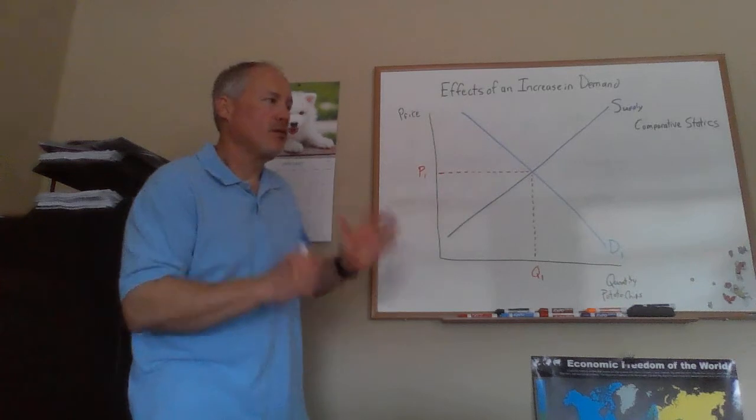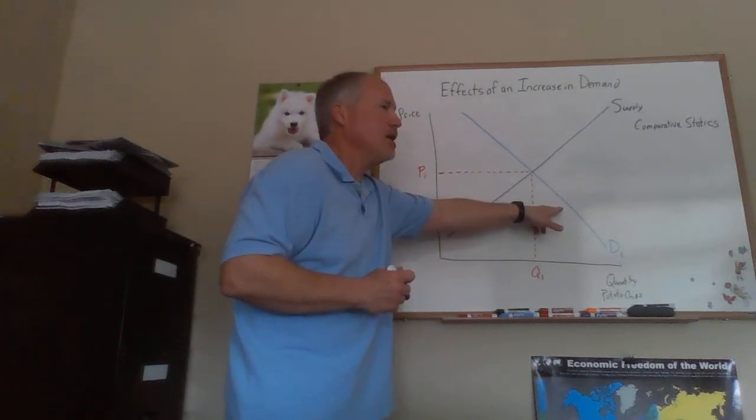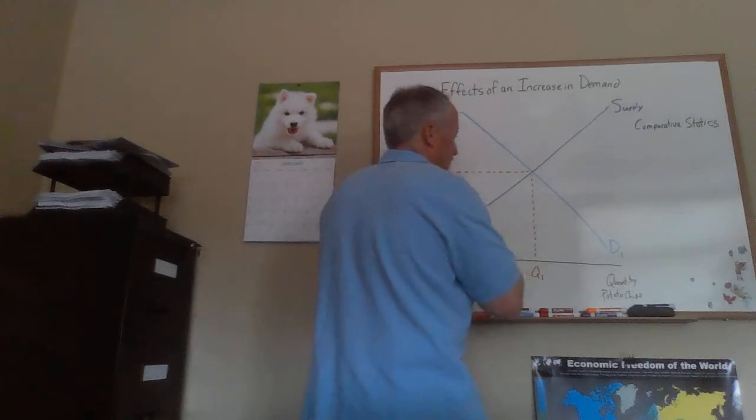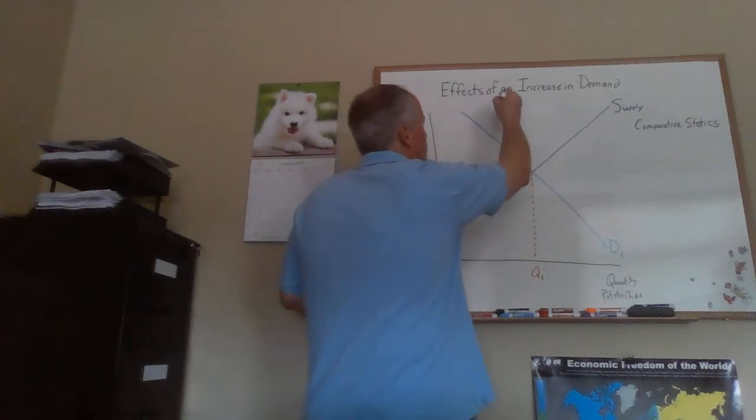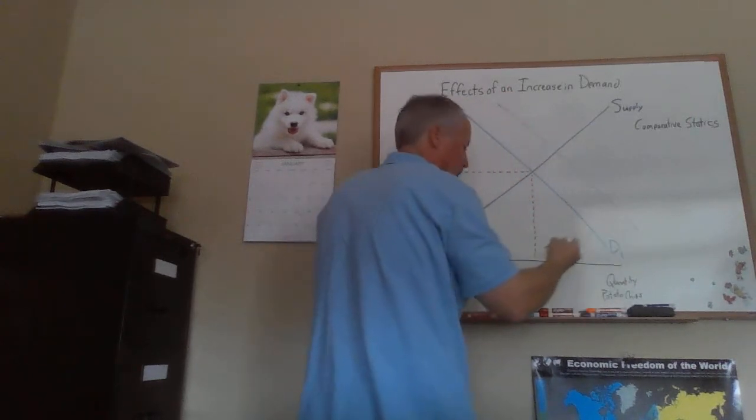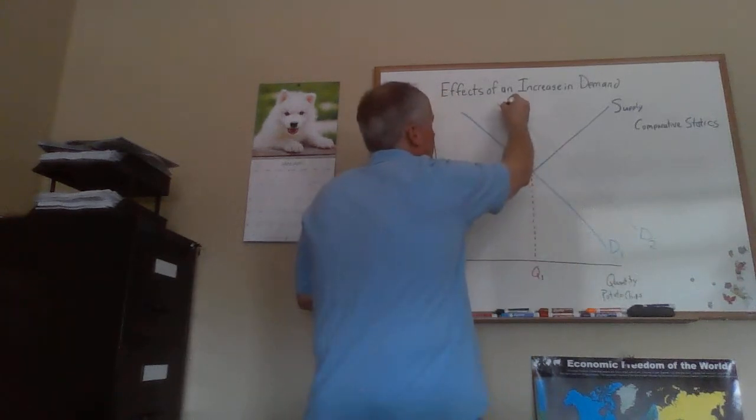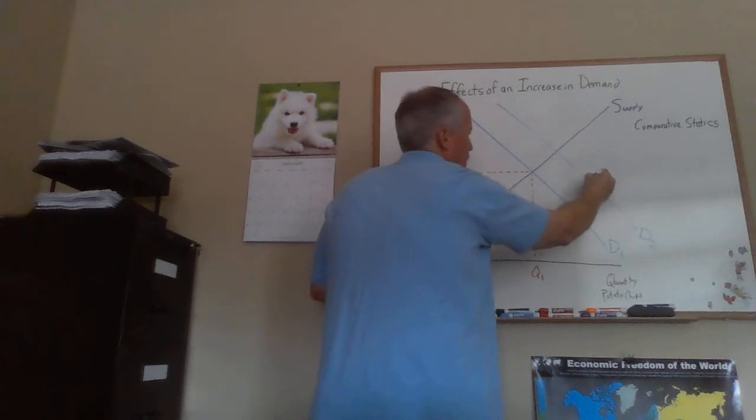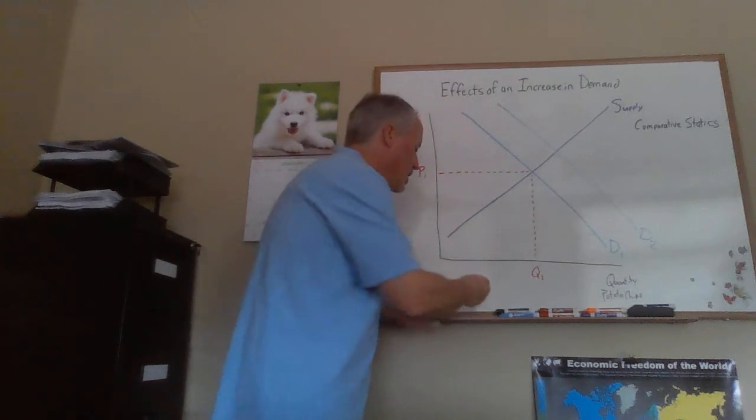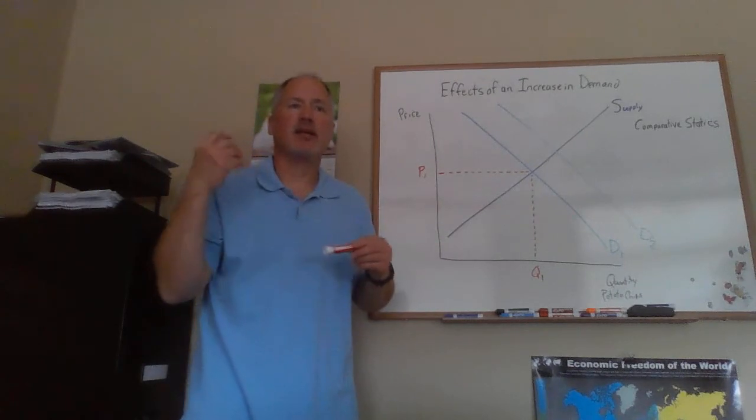So the first thing I have to do is draw an increase in demand. Here's D1. An increase in demand shifts the demand curve to the right. I have to draw a second demand curve. I'll do that here. And there is D2. So that's the demand curve after the shift.